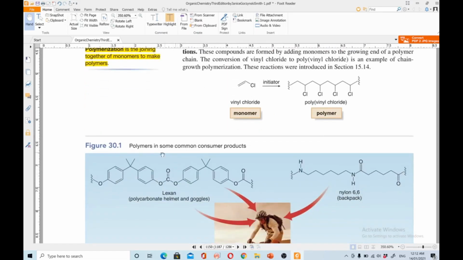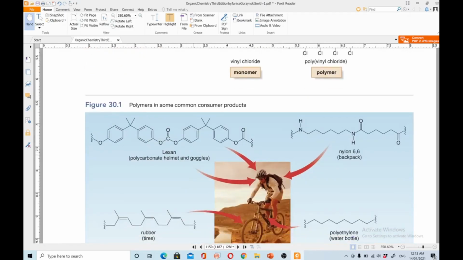So figure 30.1 shows which polymers are commercially used. Polymers in some common consumer products, like Lexan, which is the name of a polymer. Here is the structure of that polymer, and the name of that is polycarbonate, used in the helmet and goggles. So you can see these ones.